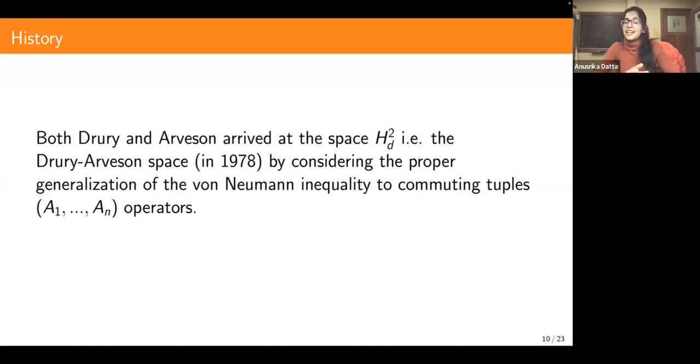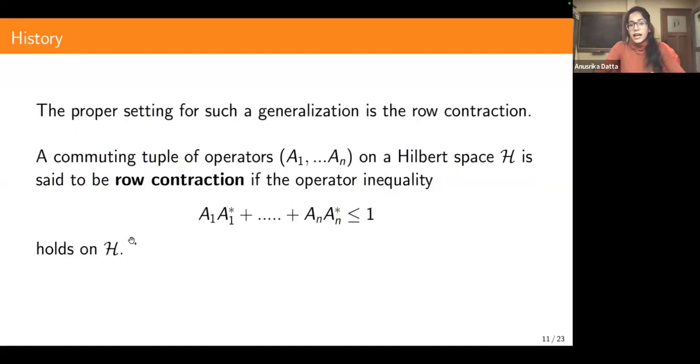And because we didn't have proper internet access at that time, they didn't know that the work had been done previously. So they individually did the same work actually. They considered the generalization of the von Neumann inequality for commuting tuples of operators, and they introduced a notion called the row contraction.